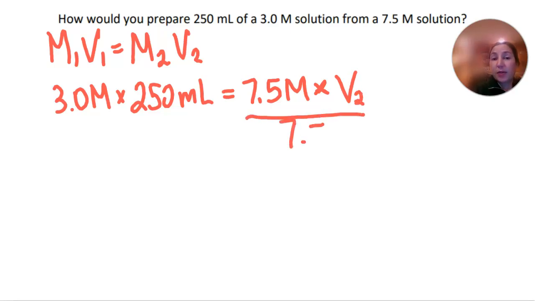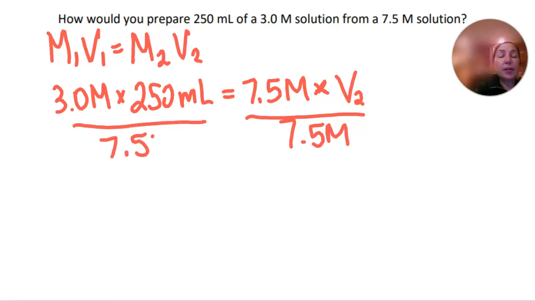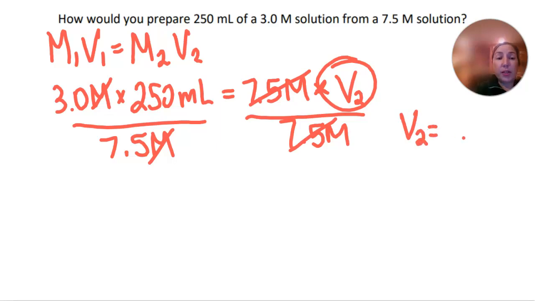Divide both sides by 7.5 molar, and that will just cancel, and we'll have solved for V2, and our molarities cancel as units. And so then when you solve all this for V2, 3 times 250 divided by 7.5, you should get 100 milliliters for a unit. It only has 1 sig fig, and we should have 2 sig figs.